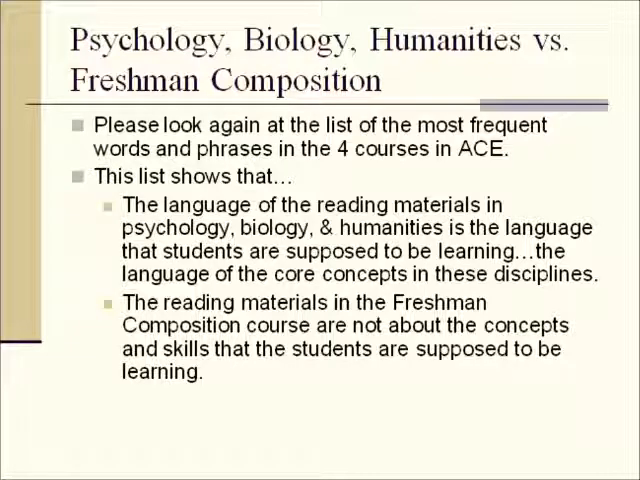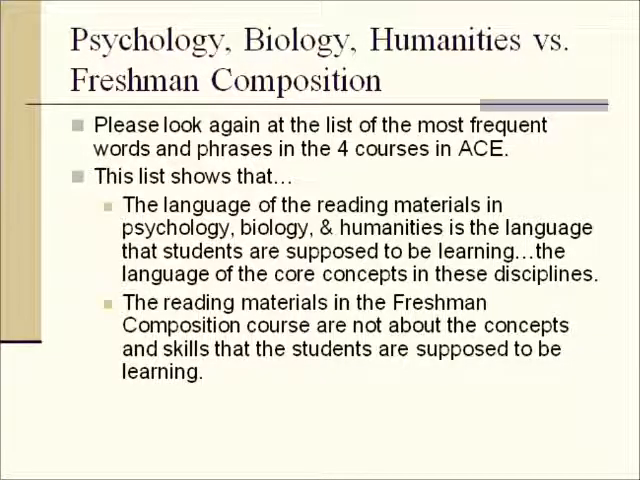Please look again at that list of the most frequent words or phrases in the 4 courses in ACE, the one that I asked you to get at the beginning of this. The language of the reading materials in psychology, biology, and humanities is the language that the students are supposed to be learning, the language of the core concepts of these disciplines. So those reading lists could become almost a study list for students. These are the words you have to know to be able to take the test, to write the papers, to understand what's going on in the class.